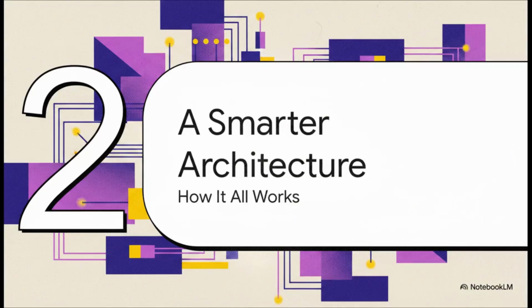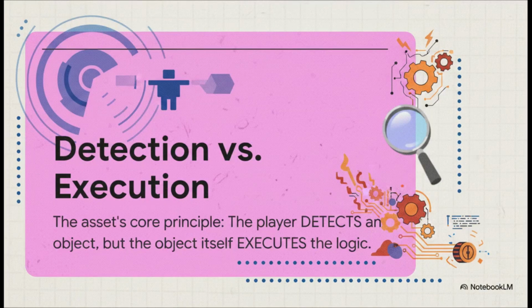So how does it pull off this magic trick? Well, it's not just a random collection of scripts. It's a fundamentally smarter architecture. It's a whole new philosophy for how to think about interactions. And this is it. This is the big idea that makes it all work. The separation of detection from execution. It's super simple, really. Your player's only job is to detect what's in front of them. That's it. All the logic, what the object actually does, well, that's handled by the object itself. This simple split is the key to clean, scalable, and beautifully modular code.